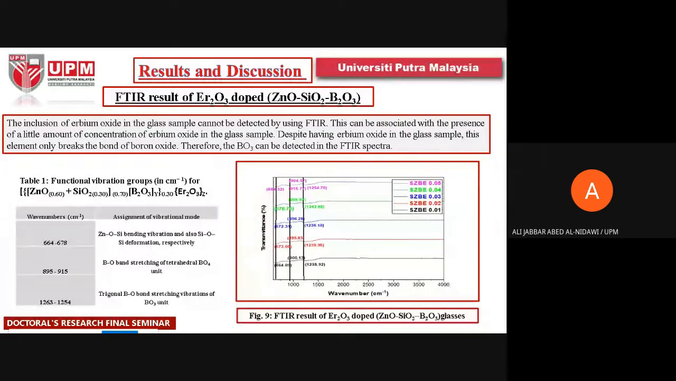For the FTIR result for the erbium-doped zinc borosilicate glasses, the inclusion of erbium oxide in the glass sample cannot be detected by using the FTIR. This can be associated with the small concentration of erbium oxide, which is 0.01 until 0.05 in the glass sample. Despite having erbium oxide in the glass samples, this element only breaks the bond of the boron oxide. Therefore, the BO3 can be detected in the FTIR spectrum.